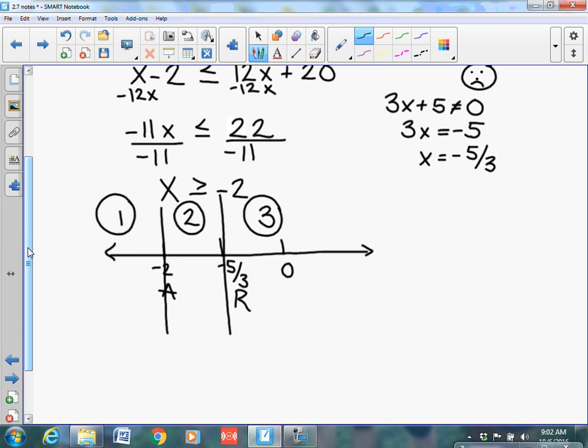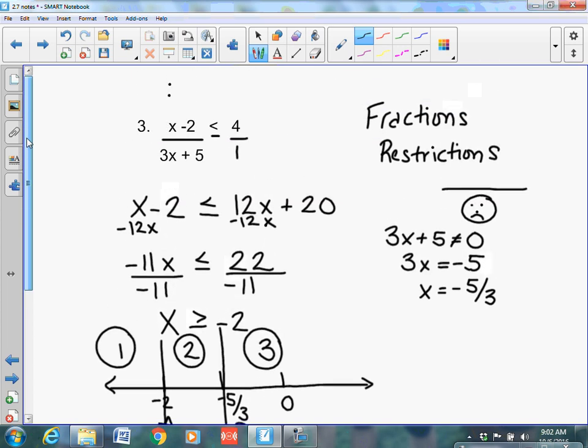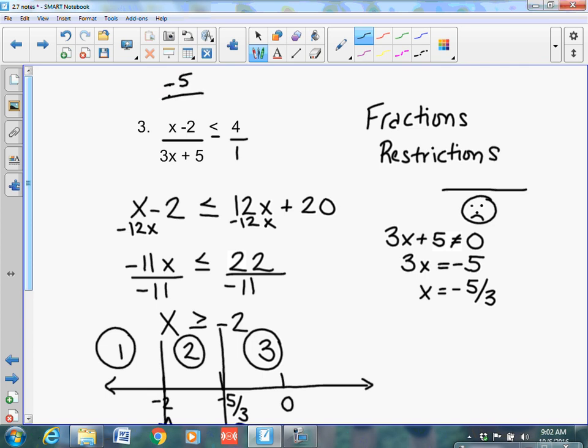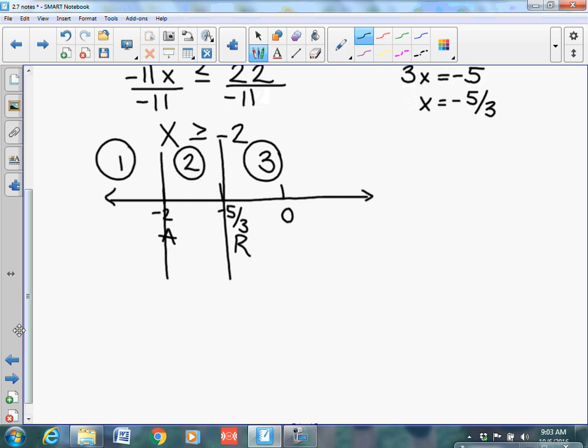But this one, when you plug a negative 3 back into the, where? Into the original. Negative 3 take away 2 is a negative 5. 3 times a negative 3 is a negative 9. A negative 9 plus 5 is a negative 4. This ends up being a positive 5/4, which is 1 and 1/4. Is a positive 1 and 1/4 less than or equal to 4? Yes, this is true.